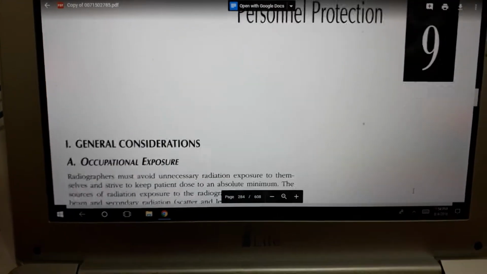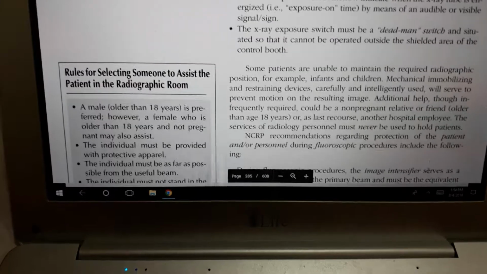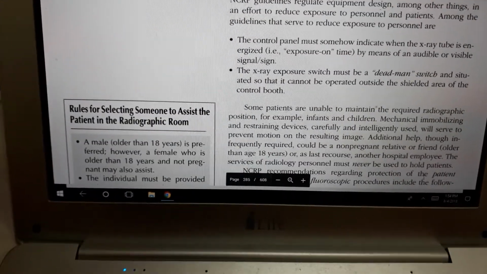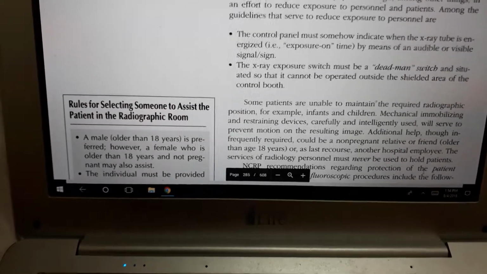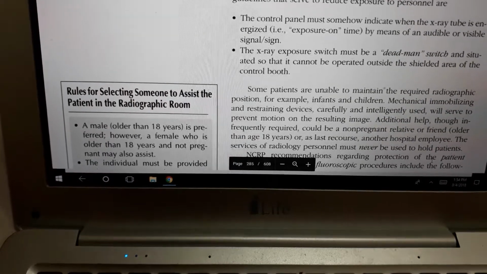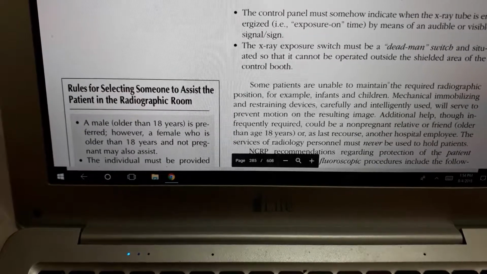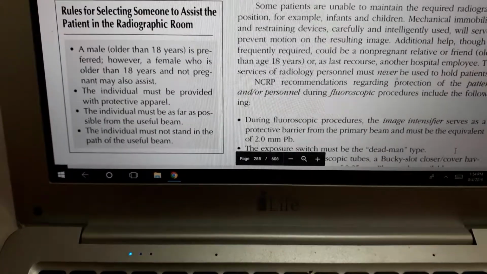Protection. Next lesson is general occupation, ALARA, occupational therapy, and CPR. This is the rule for selecting someone to assist a patient in the radiographic room. A male older than 18 years is preferred, however, a female who is older than 18 years and not pregnant may also assist.